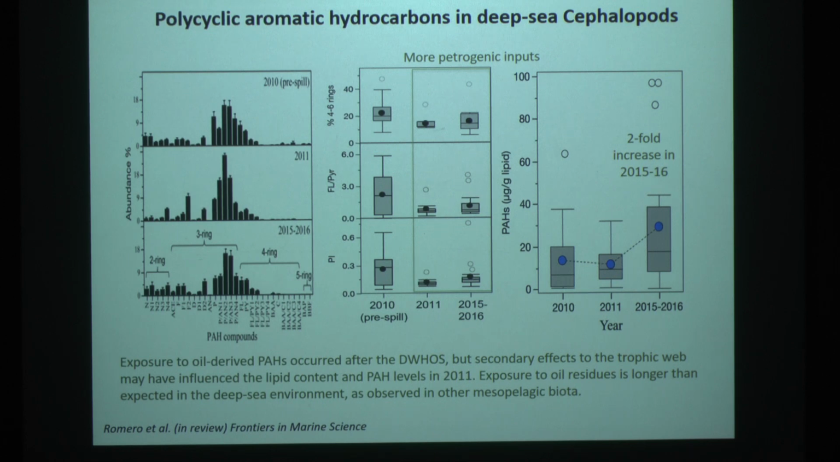For these hypotheses, we don't have a way to prove them, but back in 2015 and 16, lipid composition was fine again, compared to the data that we collected before the spill. So what we think is that the Deepwater Horizon created secondary effects on the trophic web that may have influenced the lipid content and therefore the PAH concentration, and that's what we see in this trend over time.